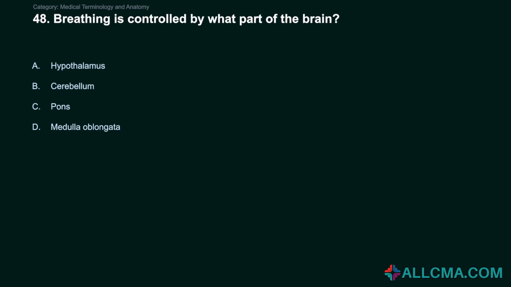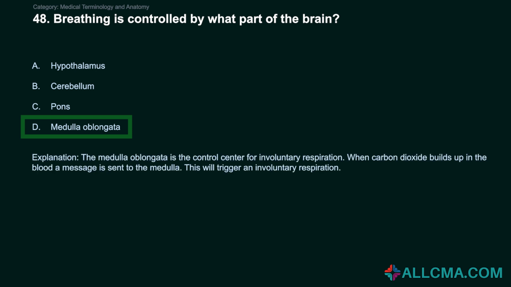48. Breathing is controlled by what part of the brain? A. Hypothalamus. B. Cerebellum. C. Pons. D. Medulla oblongata. Correct answer: D. Medulla oblongata. The medulla oblongata is the control center for involuntary respiration. When carbon dioxide builds up in the blood, a message is sent to the medulla. This will trigger an involuntary respiration.